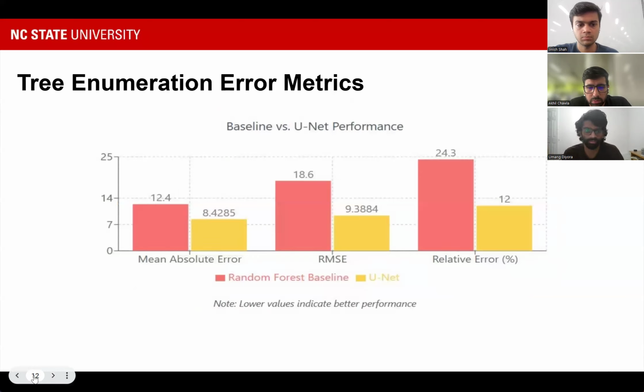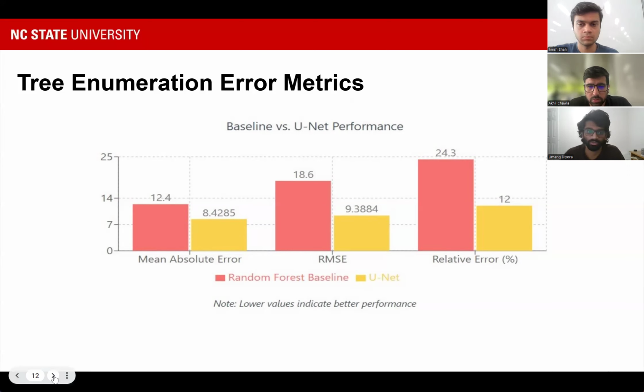Looking at the tree enumeration specifically, our error metrics show substantial improvement with the UNet approach. We reduced the mean absolute error and RMSE by approximately 40% compared to baseline, and the relative error percentage decreased by about 18% to 11%.